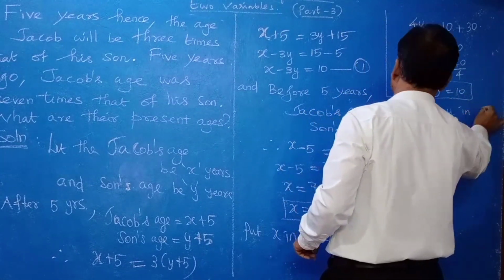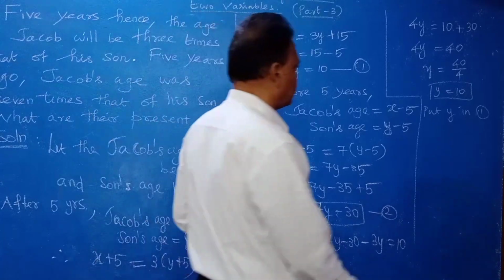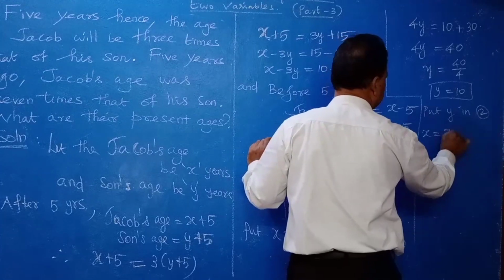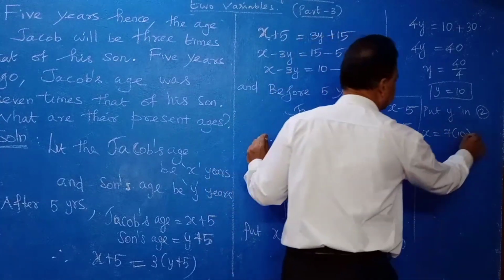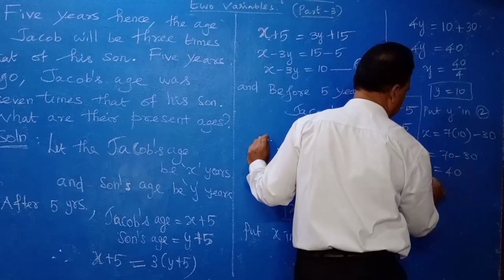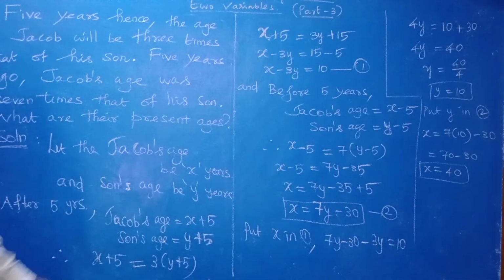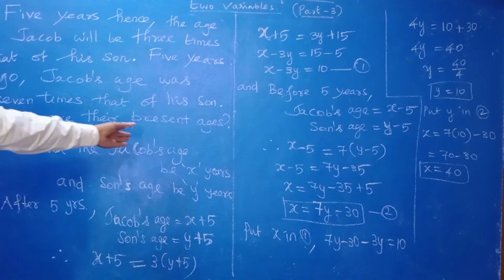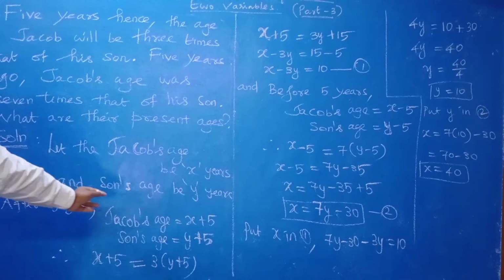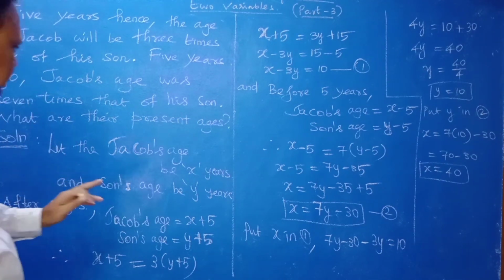Now put this y in equation number 1, or even equation 2. Equation 2 you write, better. So x is equal to 7 into 10 minus 30. 70 minus 30 is how much? 40. So you are getting x equal to 40. Therefore, what is our assumption? Jacob's age is x years. Therefore Jacob's age is 40 years and son's age is 10 years. You have to write the final answer, that is very important.